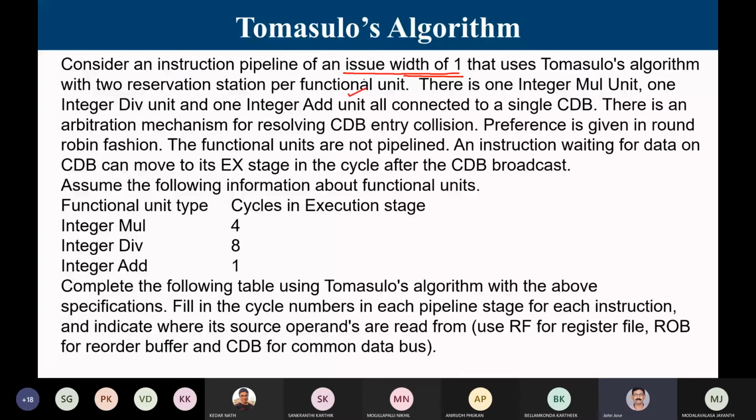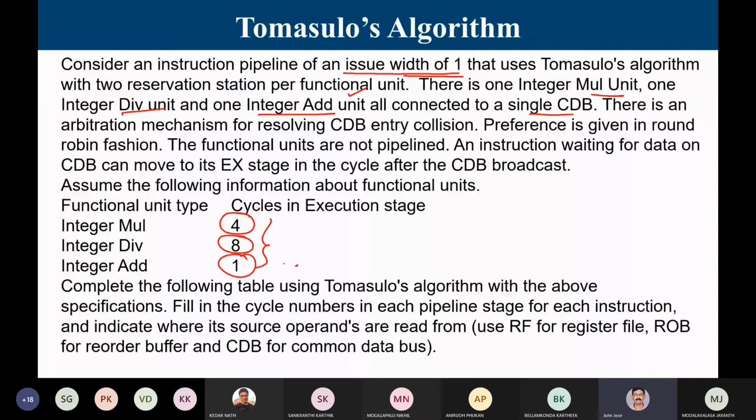There is one integer multiplication unit, one integer division unit, and one integer add unit, all connected to a single CDB. There is an arbitration mechanism for resolving CDB entry collision. Preference is given in round robin fashion. So the results of 2 operations cannot enter the CDB together. The functional units are not pipelined. An instruction waiting for data on the CDB can move to its EX stage in the cycle after the CDB broadcast. Assume the following information about the functional units. Let's say the integer multiplication latency is 4, division is 8, adding is 1.